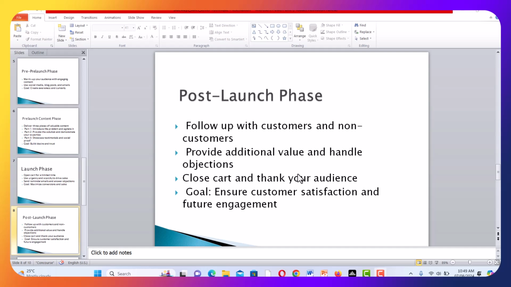The goal here is to ensure customer satisfaction and future engagement. So we have to make sure that the customer is satisfied for your future engagement in case you want to sell more products to them in the future.